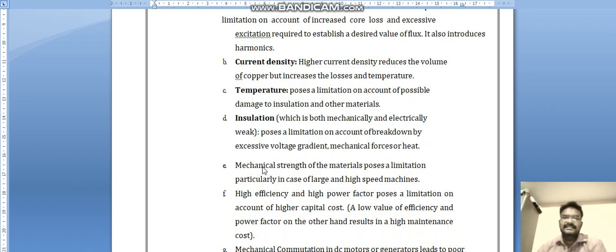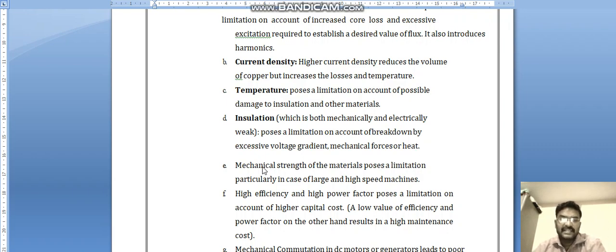Normally we go for higher value motors and higher value generators. The mechanical strength should be good; it should not be weak. Because in higher value machines, the weight of the machine is very high, and the forces, like centrifugal forces acting on the machines, are also very high. The mechanical strength of the materials imposes limitations, particularly in the case of large and high speed machines.